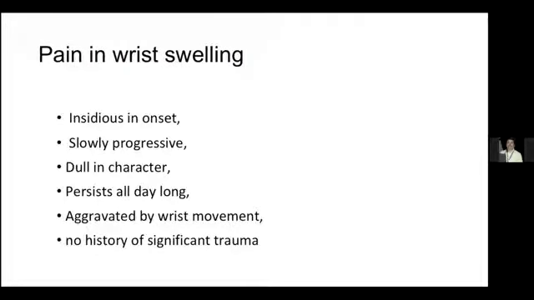So the pain in the wrist was of insidious onset, no history of trauma. Suddenly it started around 2 months back. It has slowly progressed to the current severity. It is not throbbing. It is not very severe. It is a dull sort of an ache. It persists all day long. It doesn't wake the patient in the night during sleep. It is definitely aggravated by wrist movement, and there is no history of significant trauma.